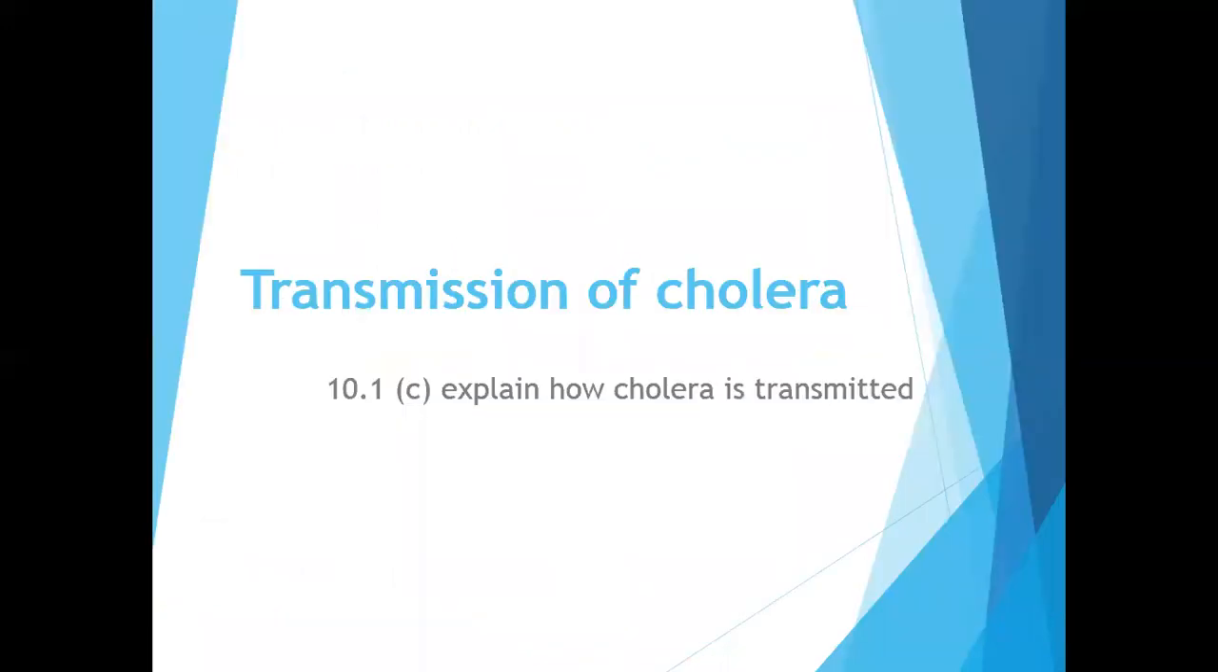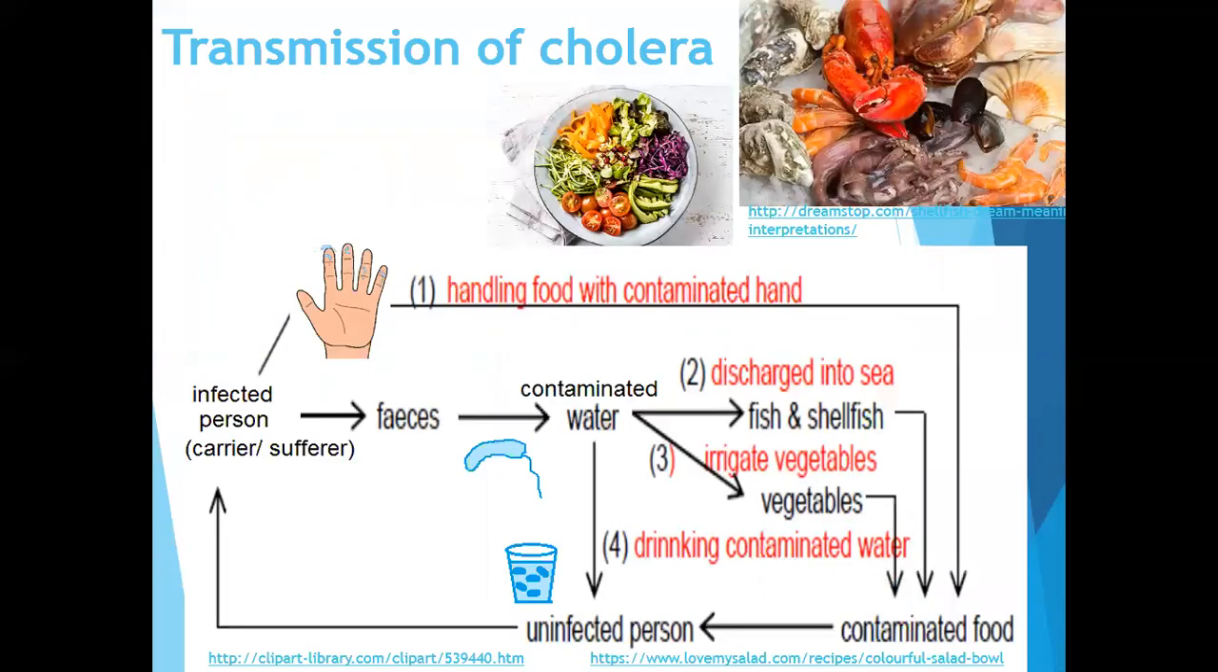Now the next part is, let's look at the transmission of cholera. That means how the pathogen is passed from an infected to an uninfected person. You need to explain the process, and the best way to explain it is, of course, to use a flow chart, to trace the movement of the pathogen from an infected person all the way to an uninfected person. An infected person can be a carrier or a sufferer.